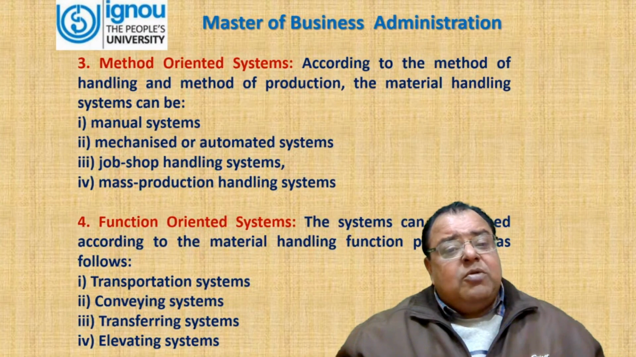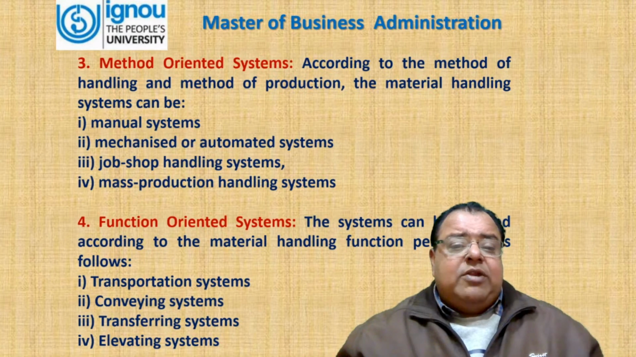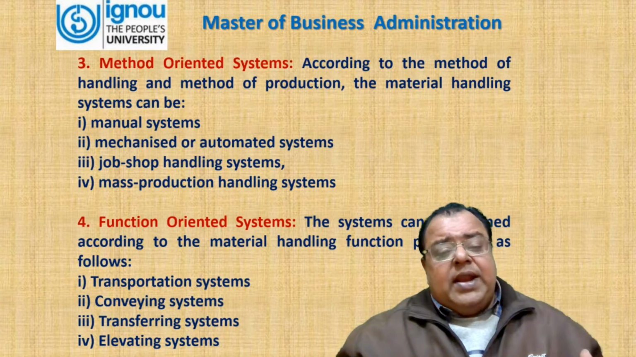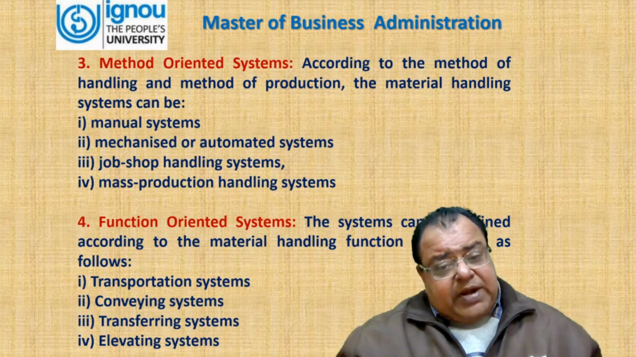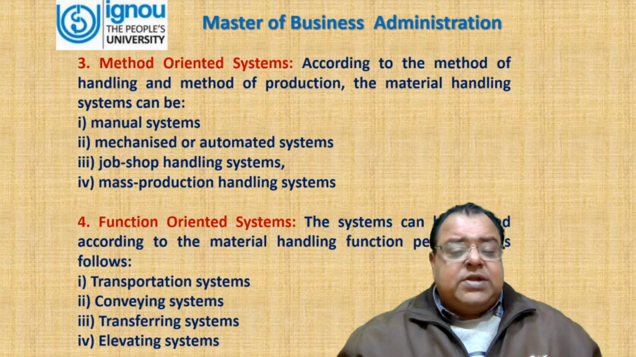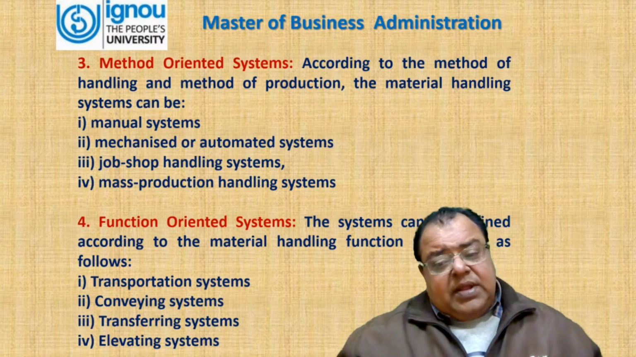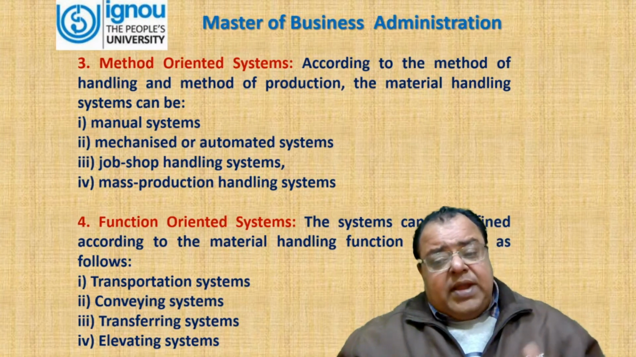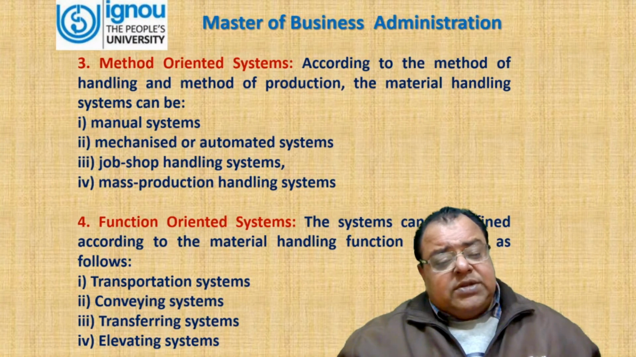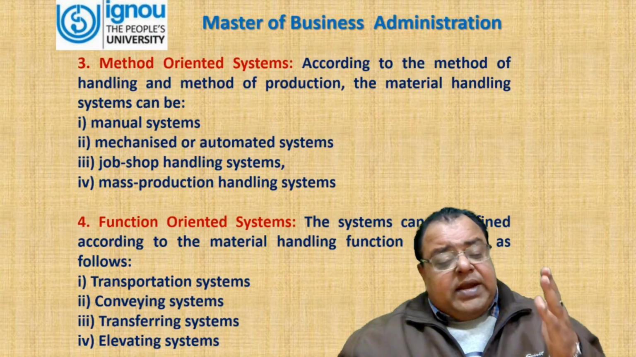Third one is method oriented systems. Here, according to the method of handling and the method of production, the material handling systems can be manual systems, mechanized or automated systems, job shop handling systems, and mass production handling systems. The fourth one is function oriented system. The system can be defined according to the material handling performed as transportation system, conveying system, transferring system, and elevating system.